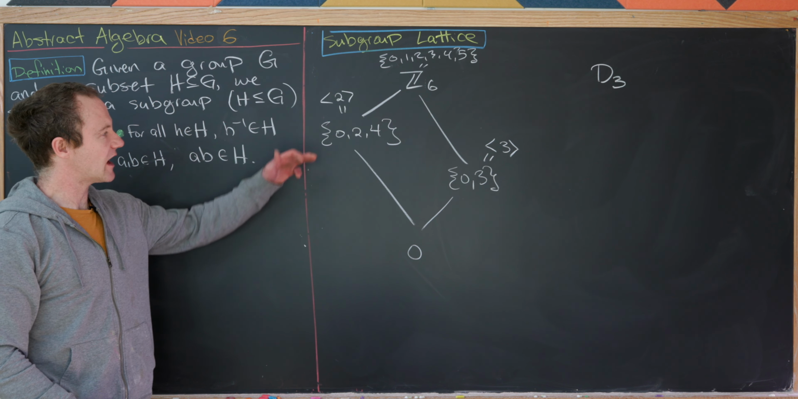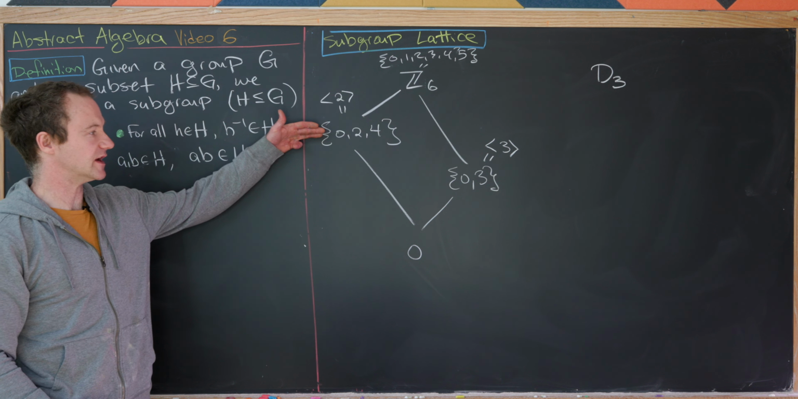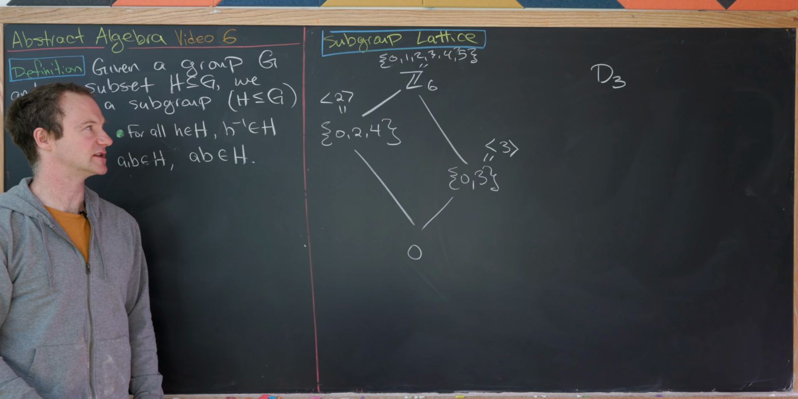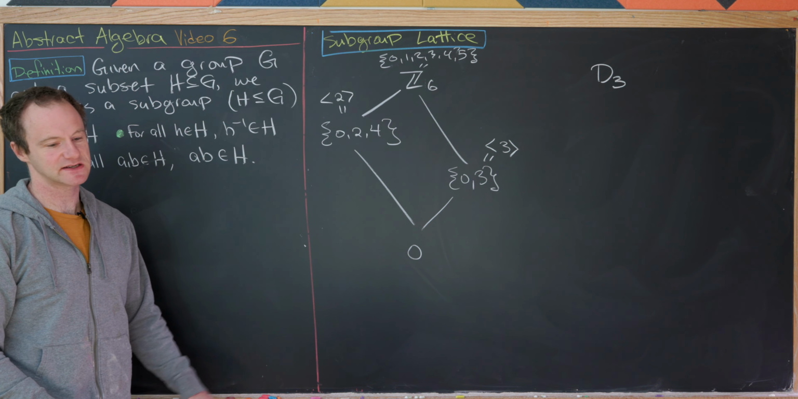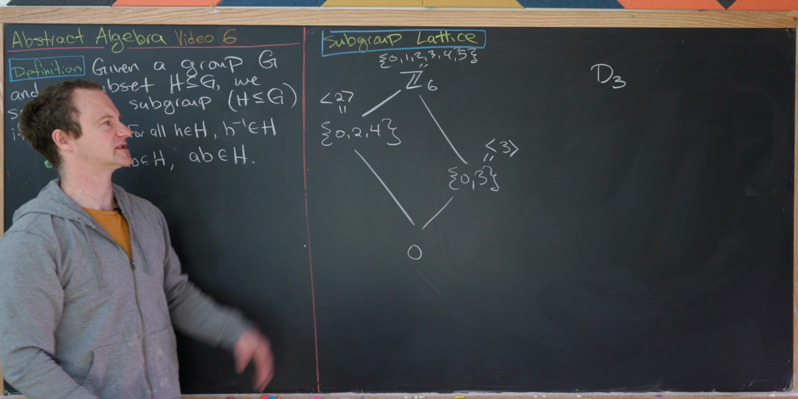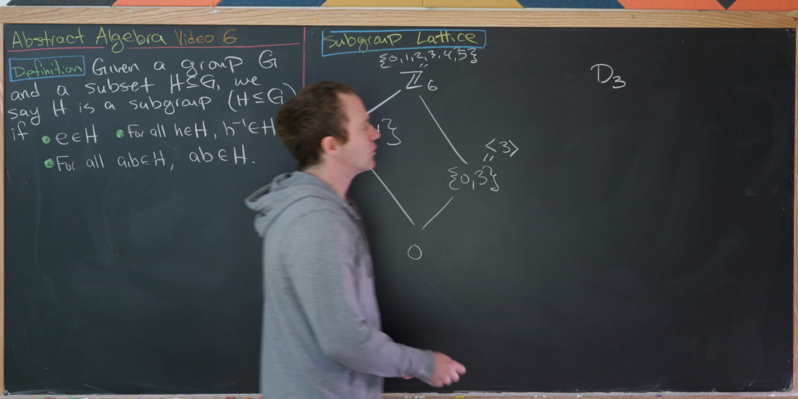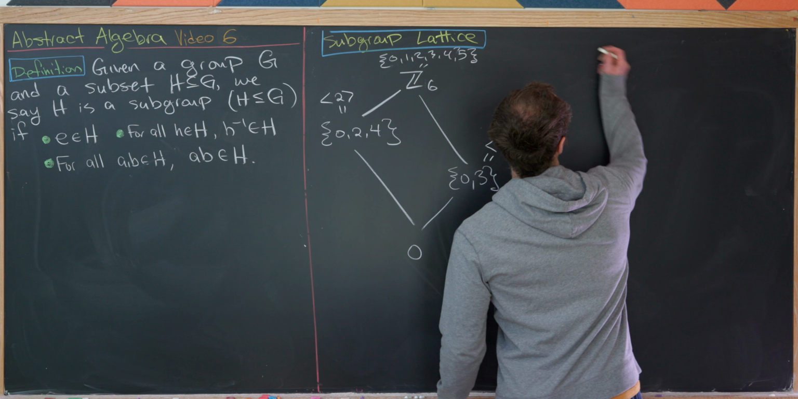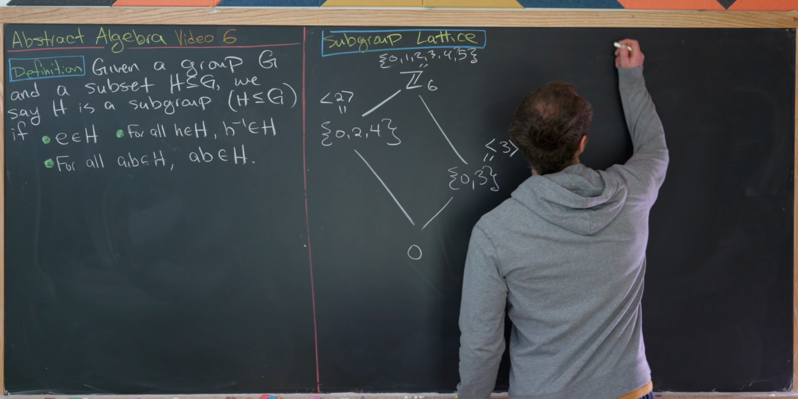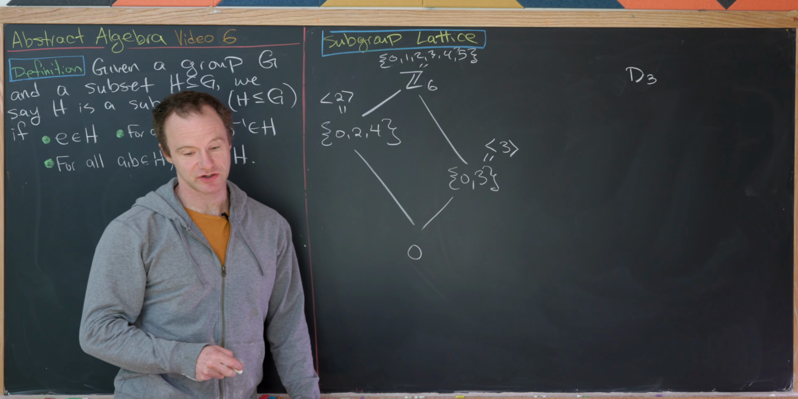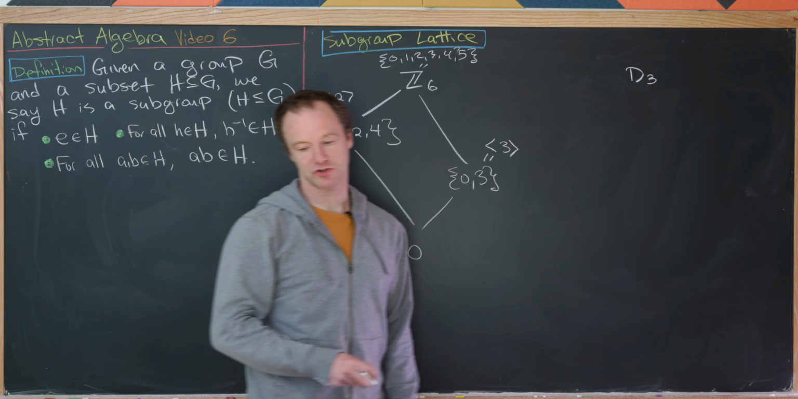Now I'd like to point out that this subgroup of order 3 is above the subgroup of order 2, and that's a standard thing to do when we're making these subgroup lattices, is to put them in some sort of hierarchy like this. And now let's look at D3. Recall that that is the dihedral group of order 6. In other words, it is the group of symmetries of an equilateral triangle.